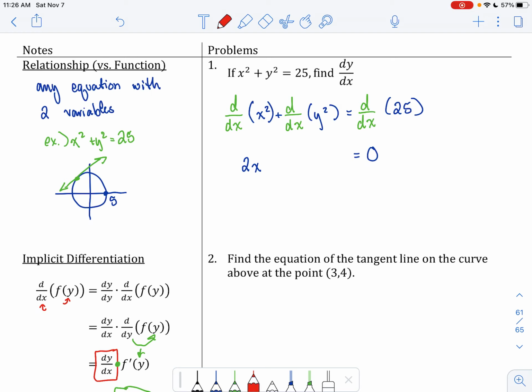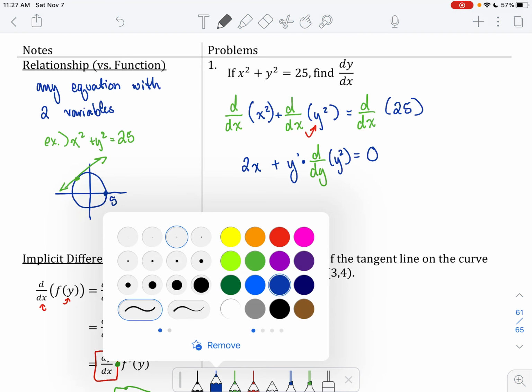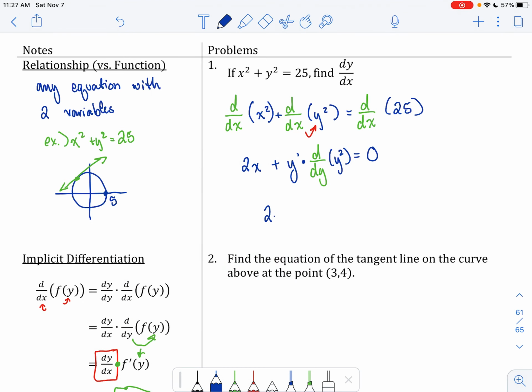And here you'll notice, oh no, these two don't match. So I can take the derivative of y squared normally, but then I have to multiply it by y prime. I'll keep that addition sign. So multiply by y prime, and then you can just take d/dy, where they do match, of y squared. And in this case, the derivative of y squared is going to be 2y. So we end up with the equation 2x plus y prime times y squared is equal to 0.